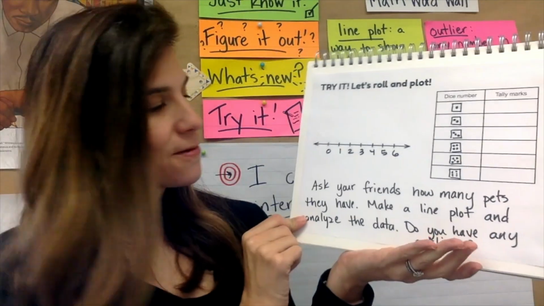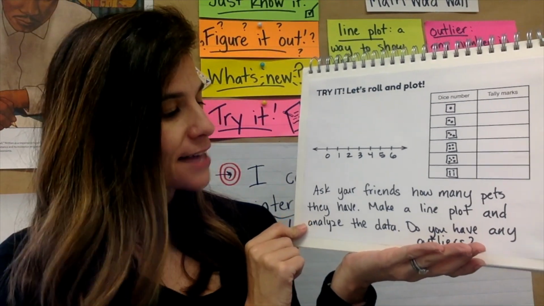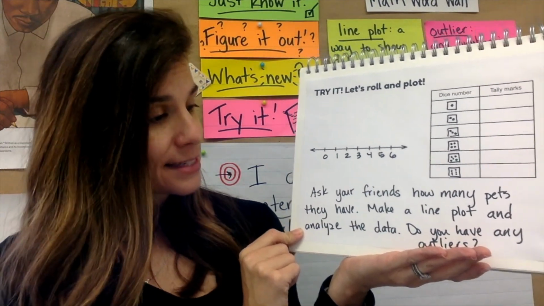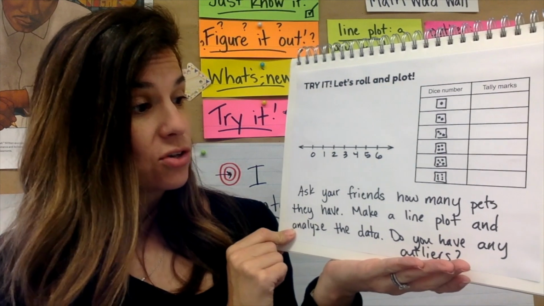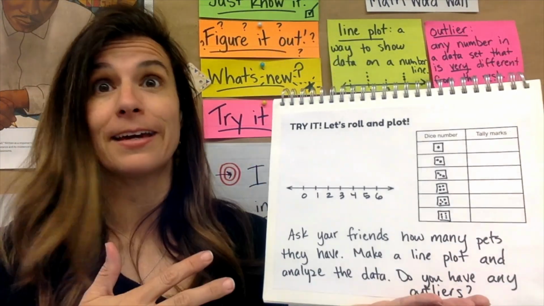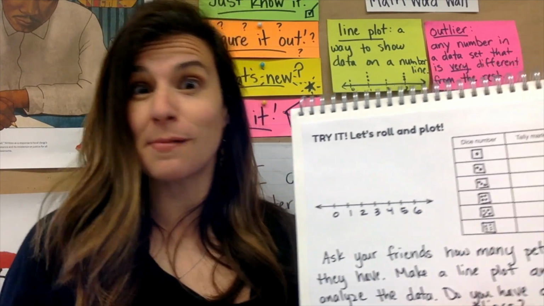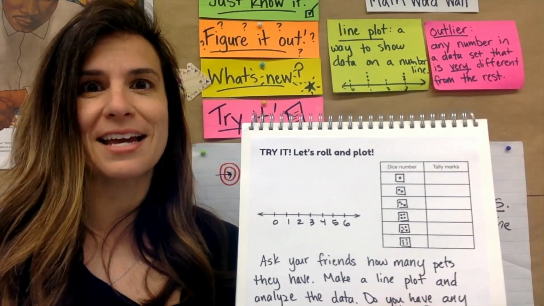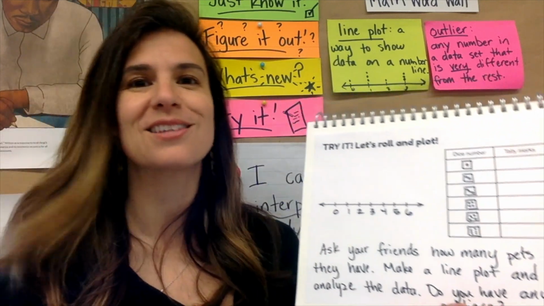And then I thought it might be fun for you to ask your friends how many pets they have and make a line plot and analyze the data, interpret the data. Do you have any outliers? So you could see if there's any of your friends who have like 6 or 8 pets. Maybe they have a lot of fish or other animals at home that they take care of. Maybe they take care of all the stray cats on the street and they consider them their pets.